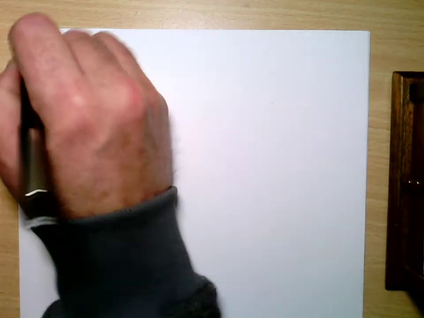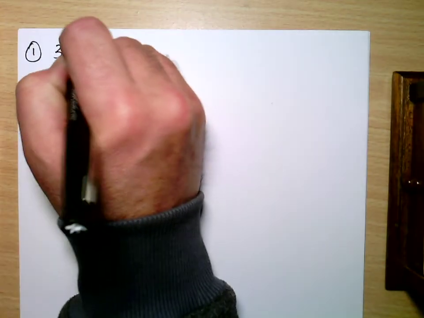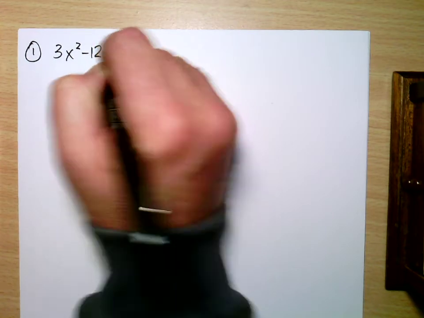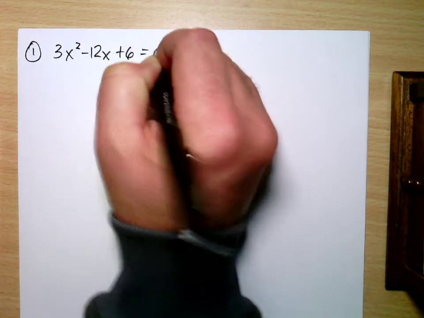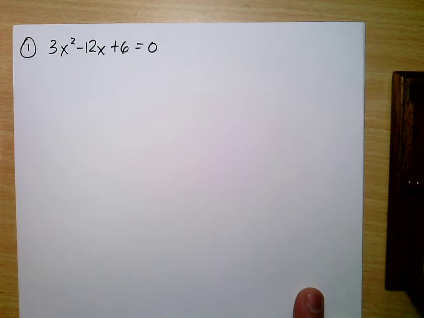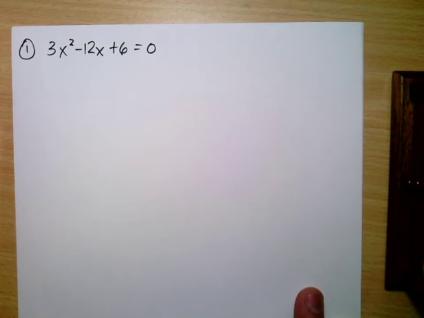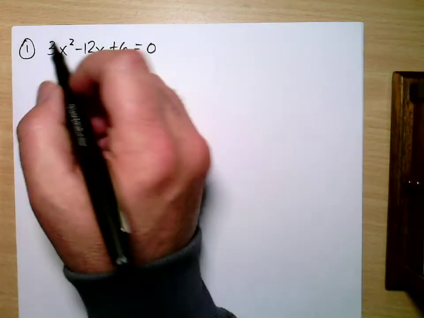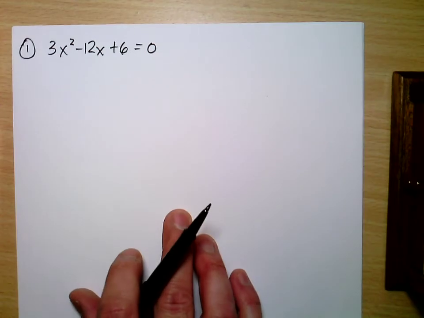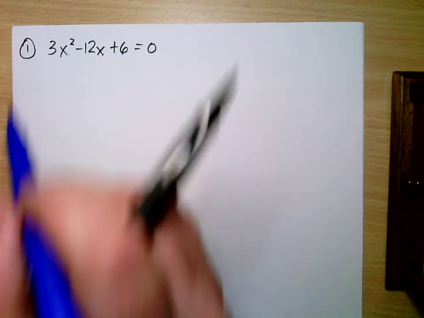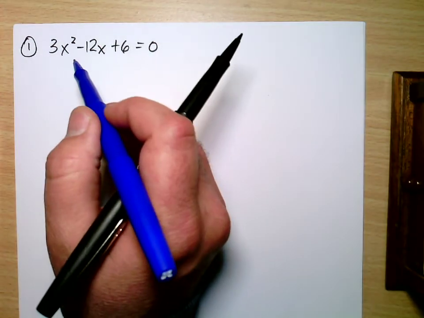All right, number 1. 3x squared minus 12x plus 6 equals 0. And you're saying, Mr., there's a 3 on the front of that, and we didn't complete the square with numbers like that. Well, you've got to look at an equation and see if you can simplify it somehow.